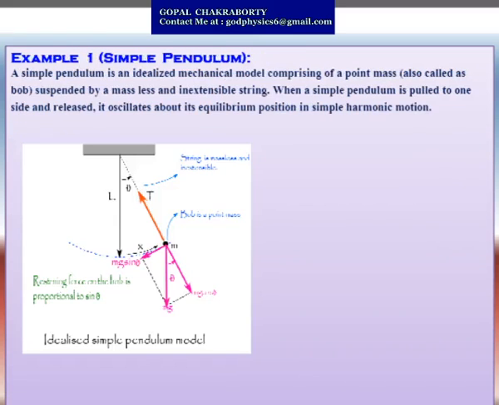We have completed the theory part, the theoretical concept. Hope you understand. Now we are going to solve some examples. The first example is the simplest one. A simple pendulum is an idealized mechanical model comprising a point mass suspended by a massless and inextensible string. When a pendulum is pulled to one side and released, it oscillates about its equilibrium position in simple harmonic motion. You are going to find out the frequency or time period of oscillation.